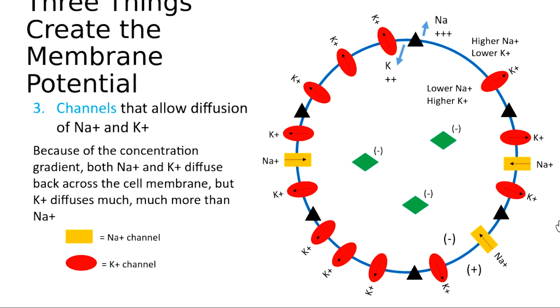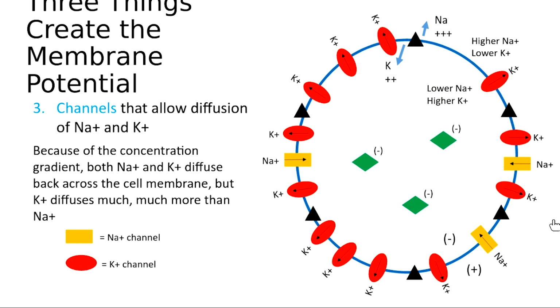They're still doing that job of pumping sodium out of the cell and potassium into the cell, and they are setting up this concentration gradient whereby we've got higher sodium outside, lower sodium inside, because they're always pumping that sodium out. We've got higher potassium inside, lower potassium outside, because they're always pumping the potassium in. So our little black triangles, our sodium-potassium pumps, are doing that.